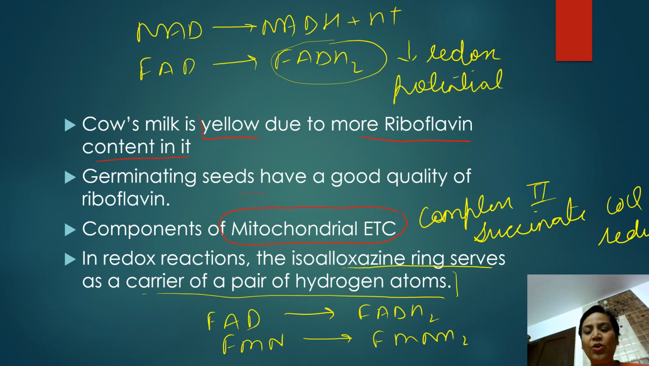And that is why it cannot contribute to PMF, or proton motive force, and that is why one molecule of FADH2 on oxidation gives 1.5 ATP molecules, whereas one molecule of NADH gives 2.5 ATP molecules. This is because of this reason.